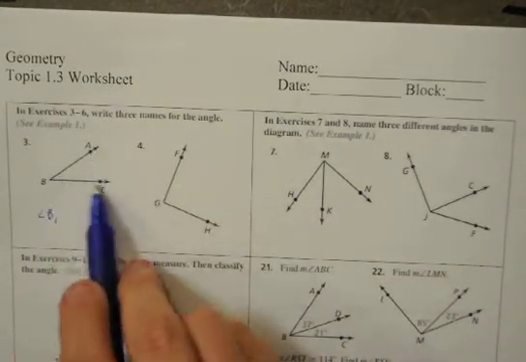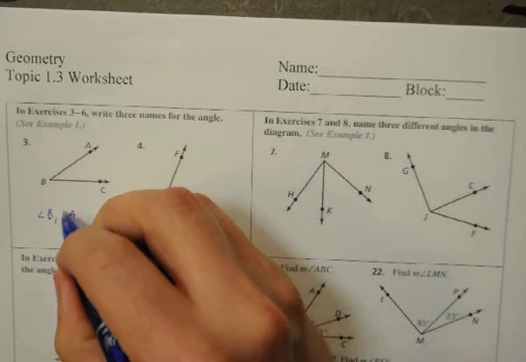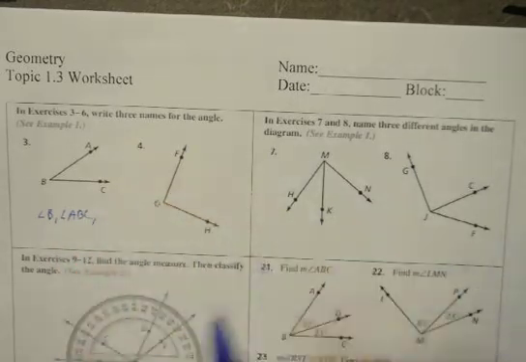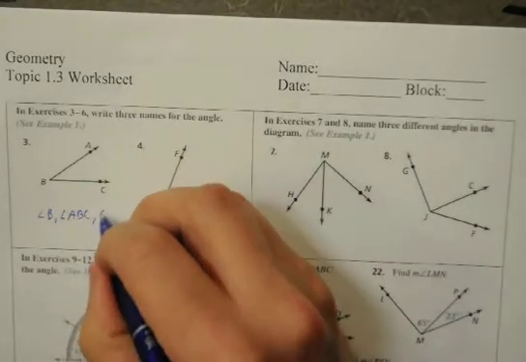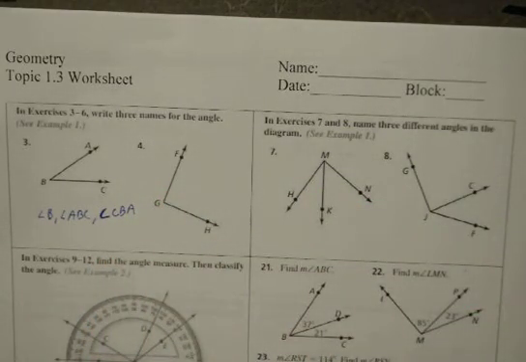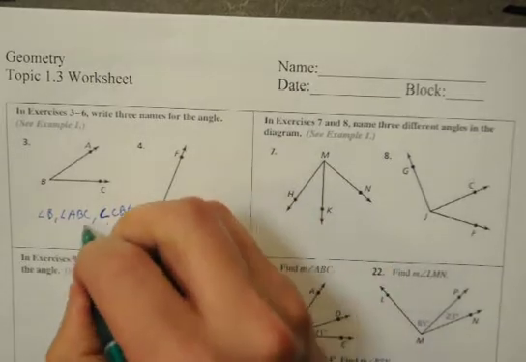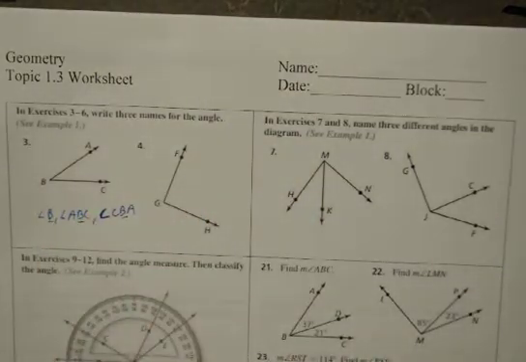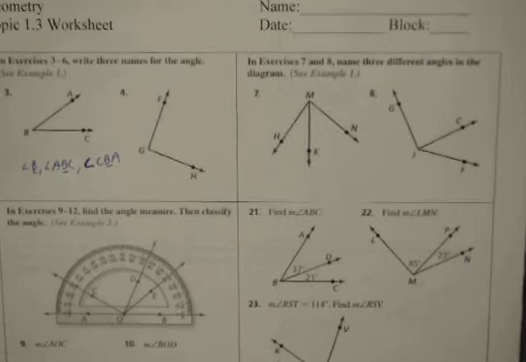You could call it angle ABC. You could call it angle CBA. What's the most important part of naming an angle? The vertex is at the middle. Make sure the vertex is at the middle.